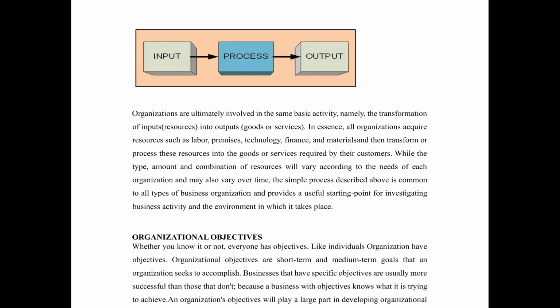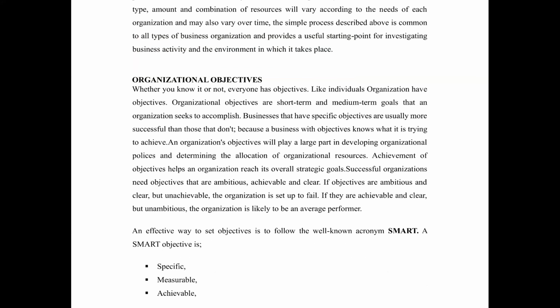So this is what the process is all about. You're going to put in inputs, and the inputs would include labor, the premises, energy, technology, finance, materials. Then you transform them into the desired output. That is what the input-output model is all about.